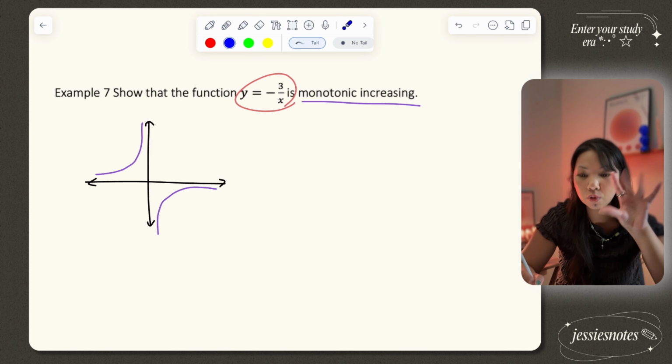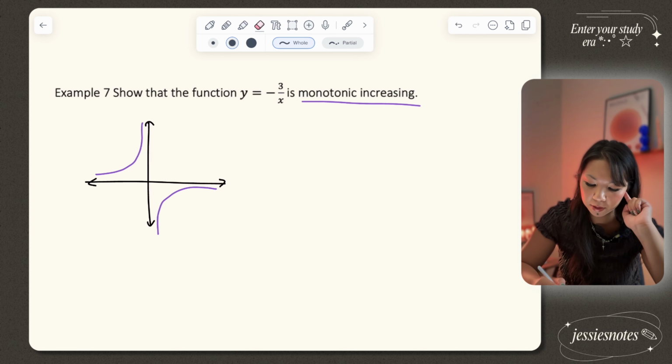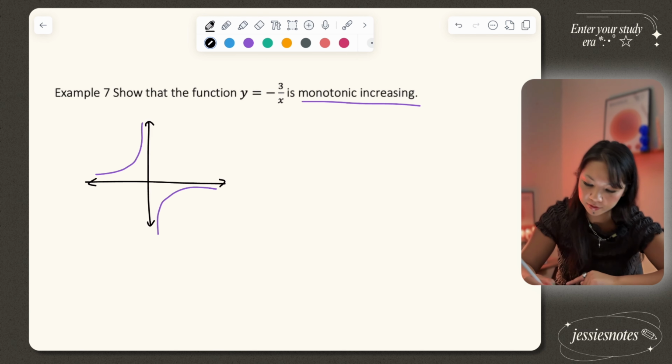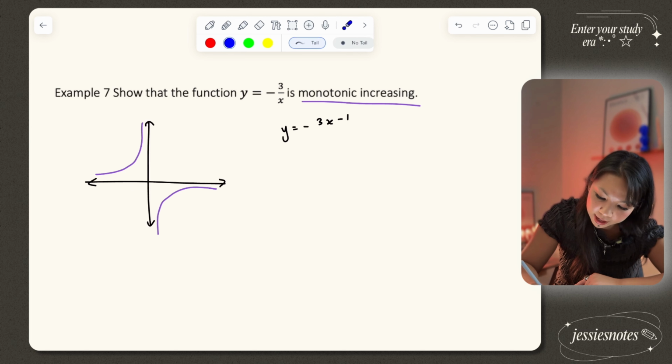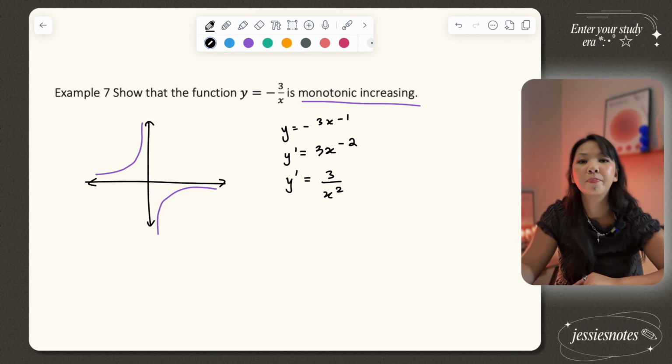So we have to do a little bit of mathematical working out. What I'm going to do is find the first derivative. I'm going to bring x to the numerator just to make it easier to differentiate. Y dash is going to be negative 3 times negative 1, which is positive 3, x to the power of negative 2, or y dash is equal to 3 over x squared.